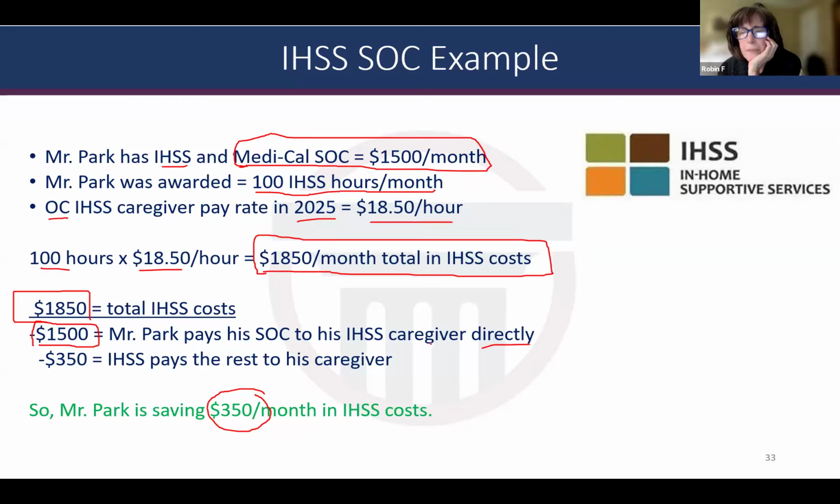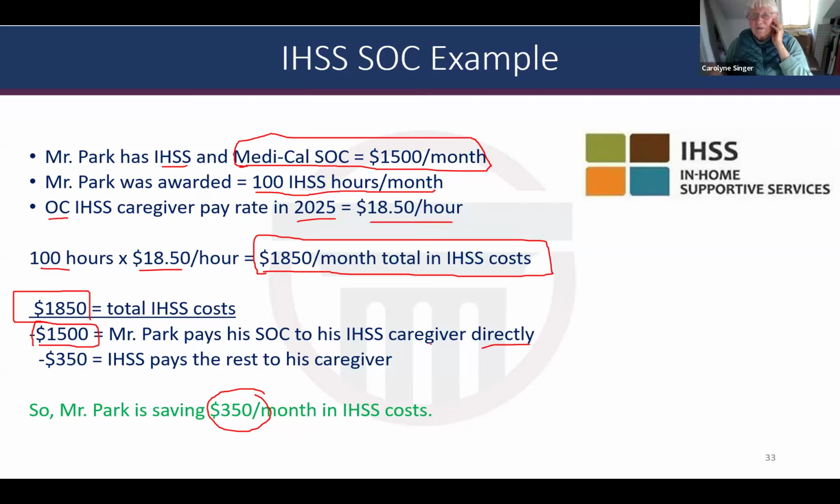But if this was Mr. Park's neighbor, I'm sure he doesn't want to work for free. Technically, Mr. Park has to pay him the share of cost amount, and then anything above that amount, the state covers. Okay. So go ahead, Caroline.